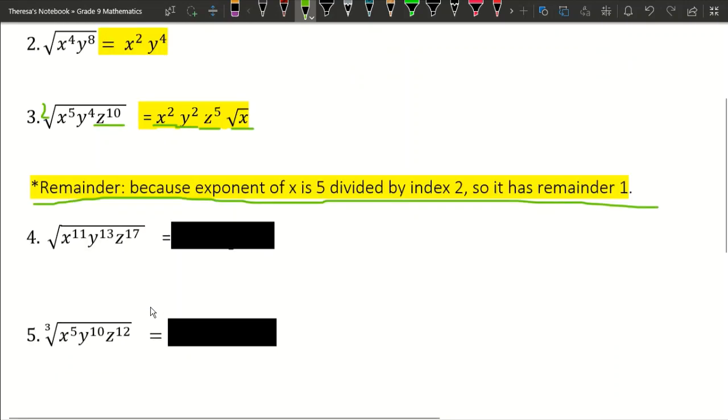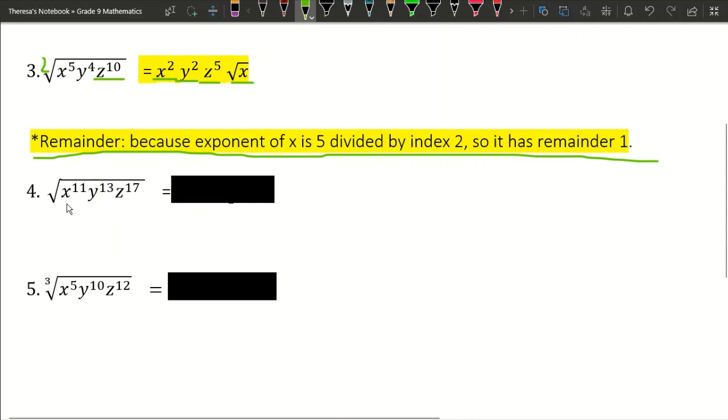Alright? So we have here another example, square root of x raised to the 11th power times y raised to the 13th power and z raised to the 17th power. So, ganun agad yung gagawin natin. Yung exponent natin here, which is 11, i-divide natin sa index natin na 2. Right? So, we have here 11 divided by 2, so that is 5, and therefore we have remainder 1. So, meron tayong matitirang x sa loob ng ating radical sign.